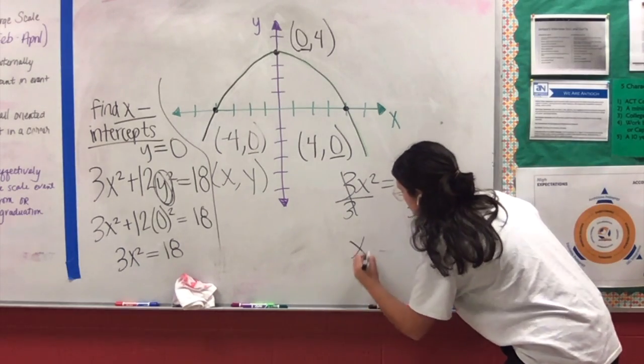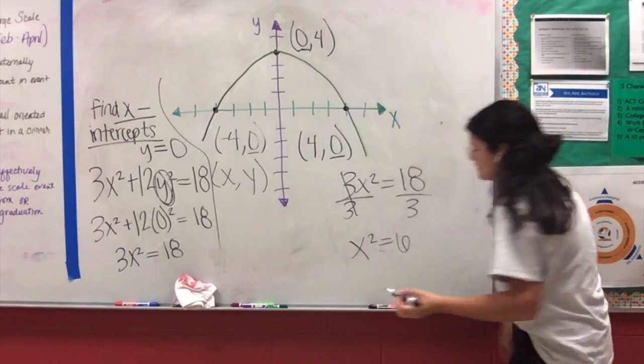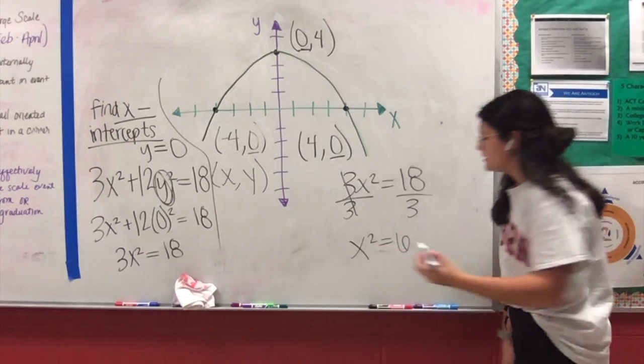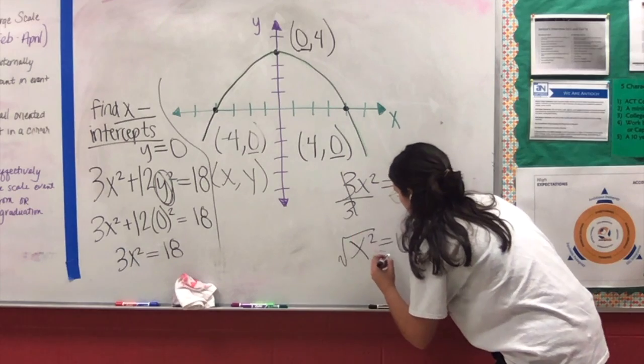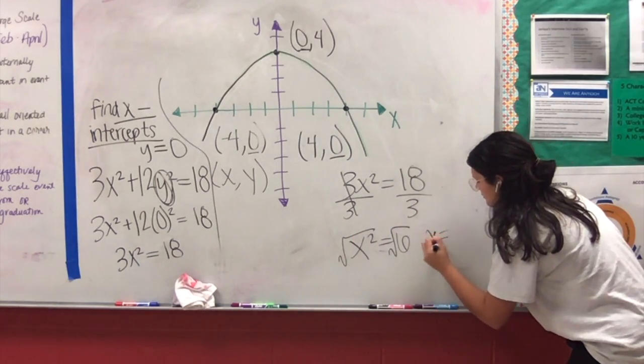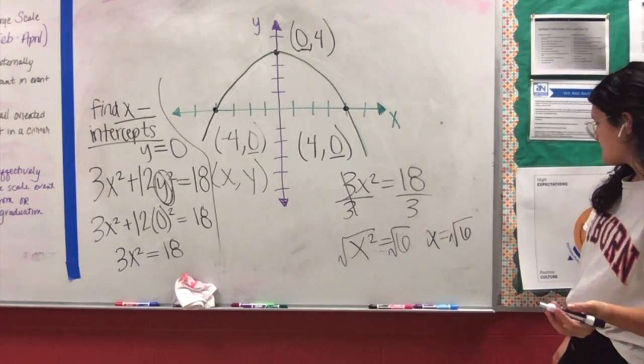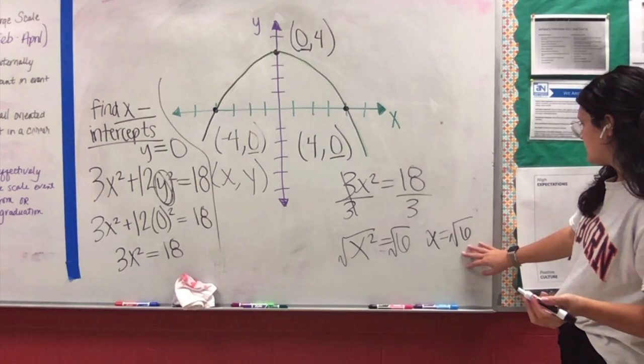And we get x squared equals 6. But we still have a square. We can get rid of this with a square root. So x equals square root of 6. We can't break that down anymore.